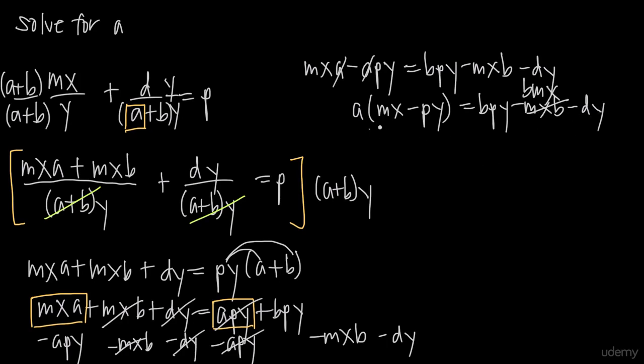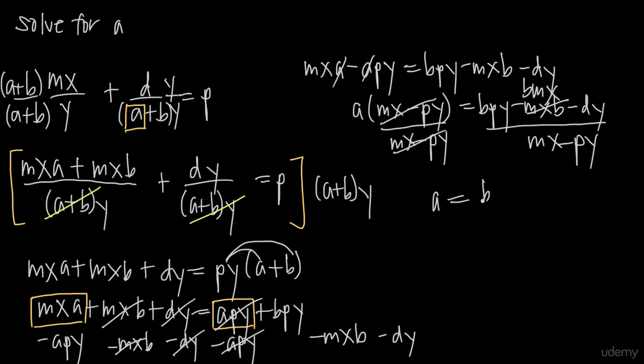Now we'll go ahead and divide through both sides by mx minus py. Over here we have mx minus py. That'll get quantity mx minus py to cancel on the left, leaving us with just a on the left, and that's going to be equal to bpy minus bmx minus dy, and in the denominator, of course, mx minus py.